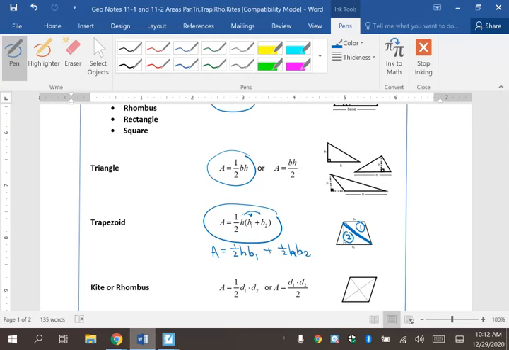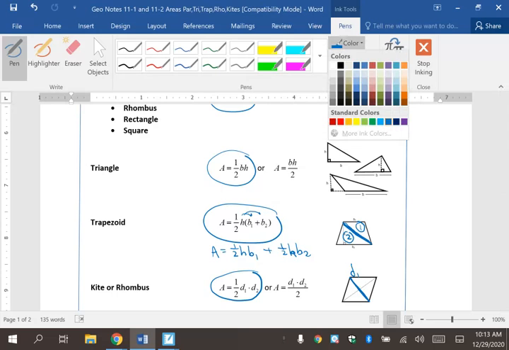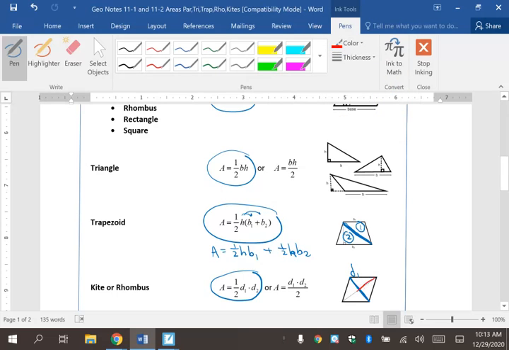And then a kite or a rhombus is 1/2 the product of their diagonals. So here would be one diagonal. Let's call it D1. And then I'll change colors. Let's do red is the other diagonal. So multiply those together. That's a little counterintuitive.